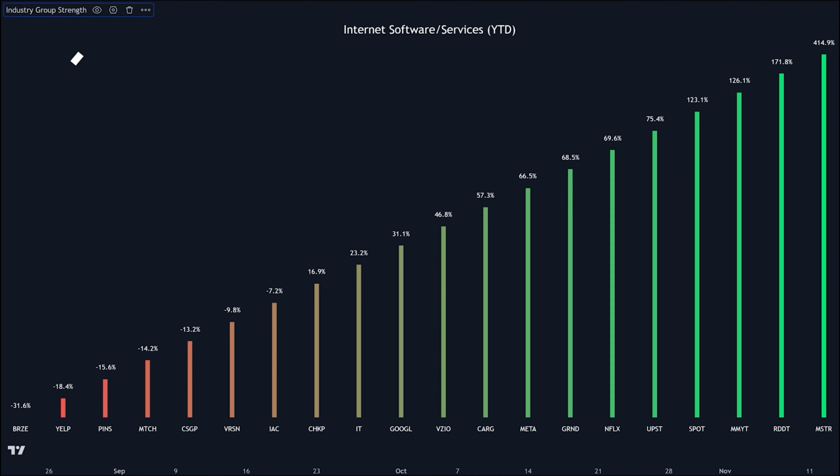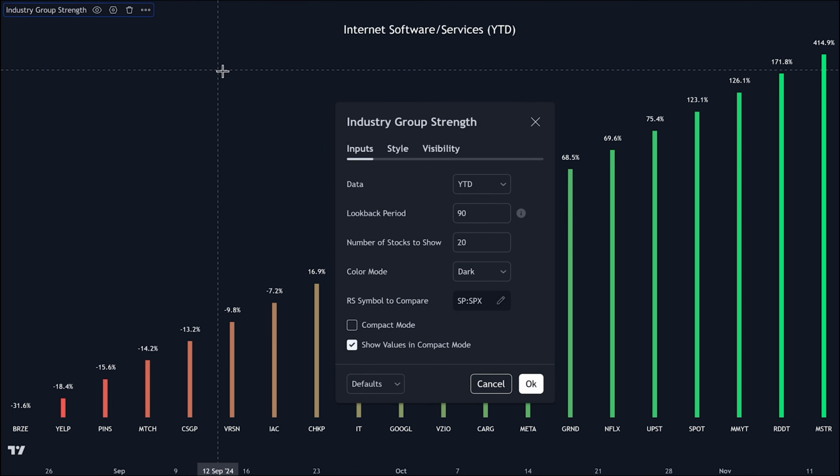Let's dive into the settings for the Industry Group Strength Indicator. First, let's look at the Data option. I'm selecting the Data drop-down menu. Here, you can choose between three options: year-to-date return, RS rating, or percentage return. If you choose year-to-date return, the indicator will rank stocks based on how much they've gained or lost since the start of the year.